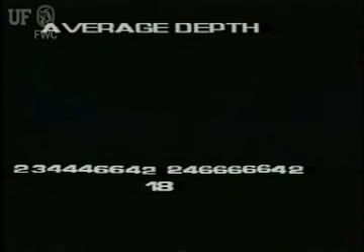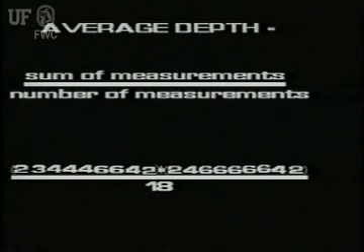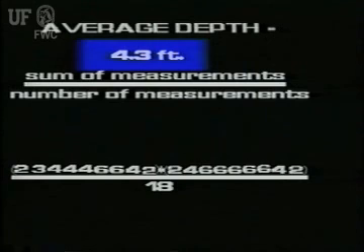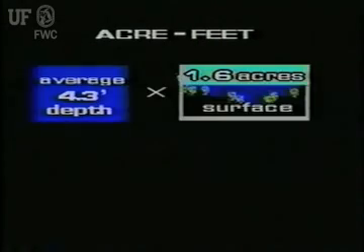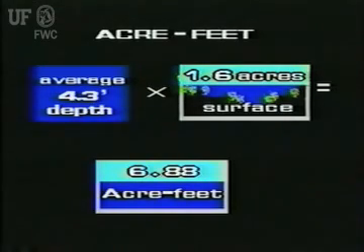Okay, we know that the average depth equals the sum of the measurements divided by the number of measurements. So we calculate this, and we find that the average depth equals 4.3 feet. Acre feet equals the average depth times the surface area in acres, or in this example, the acre feet equals 4.3 feet times 1.6 acres, or 6.88 acre feet.